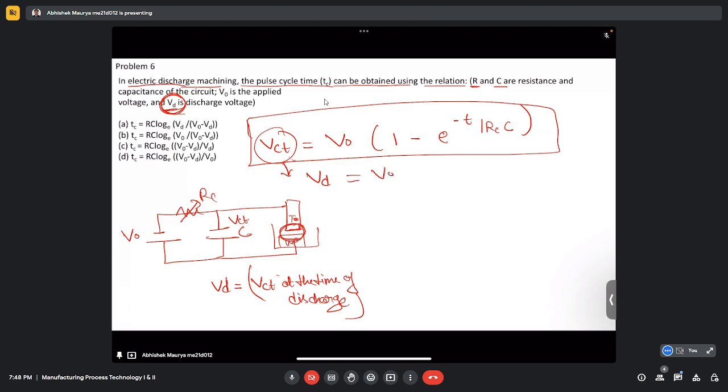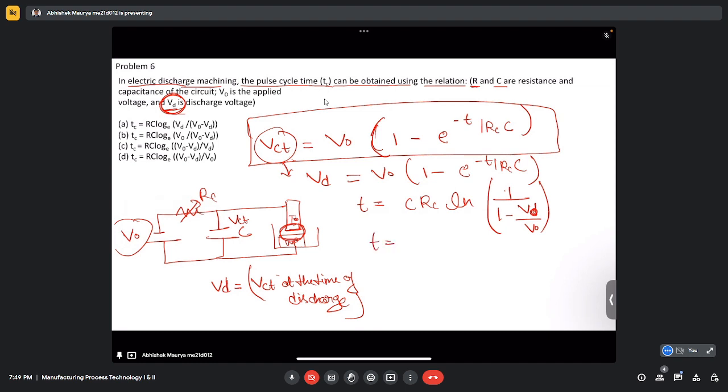VD is equal to V0, where V0 is the source voltage, times (1 minus e to the power minus t by RC). If you rearrange this equation you will get something like this: t is equal to RC ln of one divided by (1 minus VD divided by V0). Now if you rearrange it again, you will get t is equal to RC ln V0 divided by (V0 minus VD).